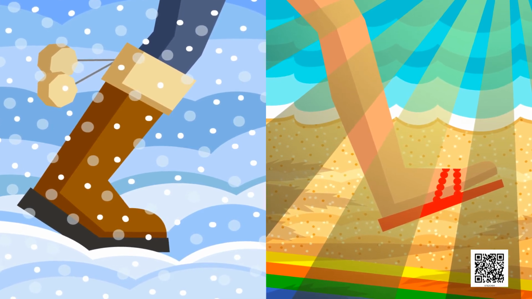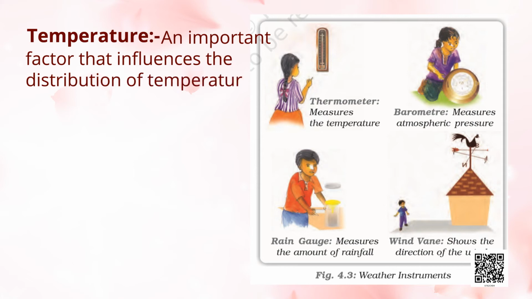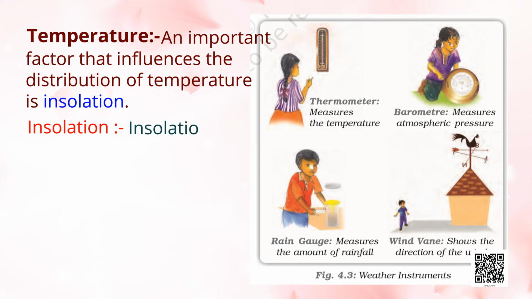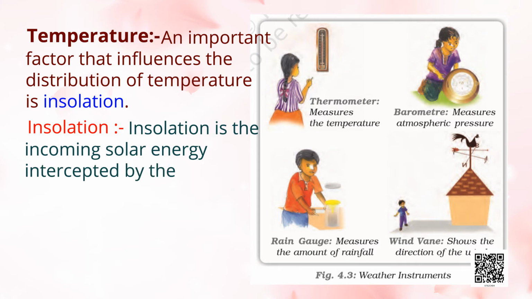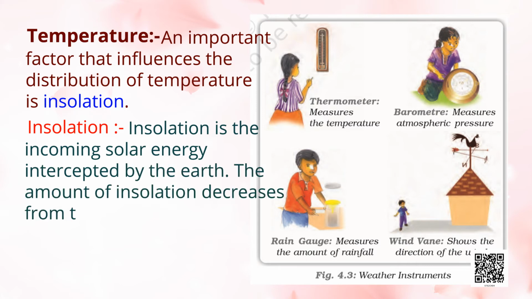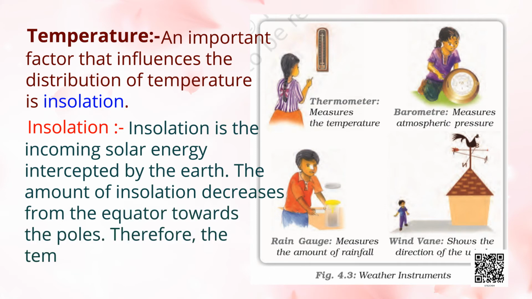An important factor that influences the distribution of temperature is insolation. What is insolation? Insolation is the incoming solar energy intercepted by the earth. The amount of insolation decreases from the equator toward the poles. Therefore, the temperature decreases in the same manner. After temperature, we discuss air pressure.